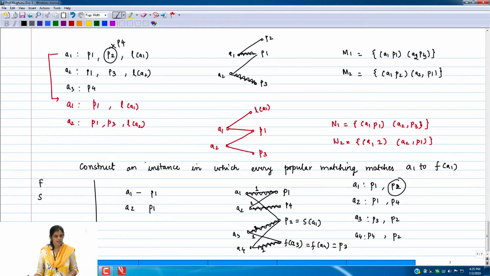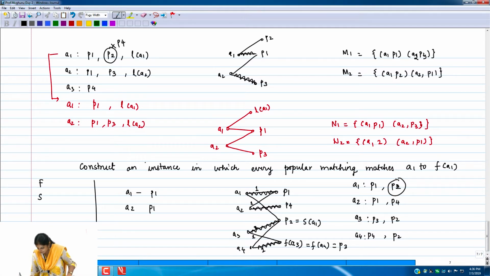So let's again stare at this instance. If my true preferences are like this, that is, the applicant A1 has true preferences P1, P2, and the rest of the agents have these preferences, then there is no reason for that person to manipulate. Whatever the central authority does, there may be several popular matchings, but no popular matching can match A1 to P2, that is its S post, and it is always guaranteed its F post. Therefore, there is no reason for it to manipulate, right?